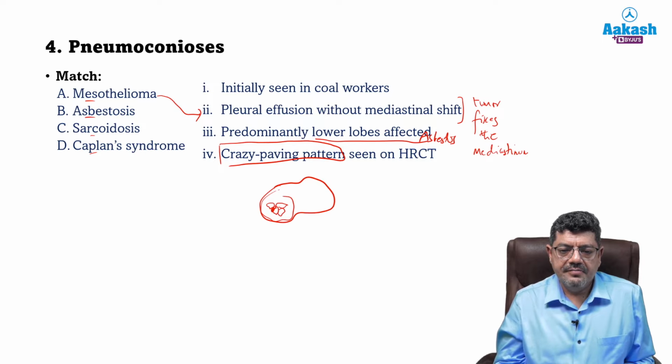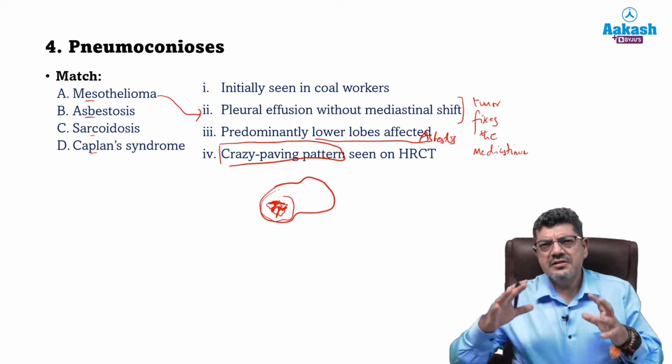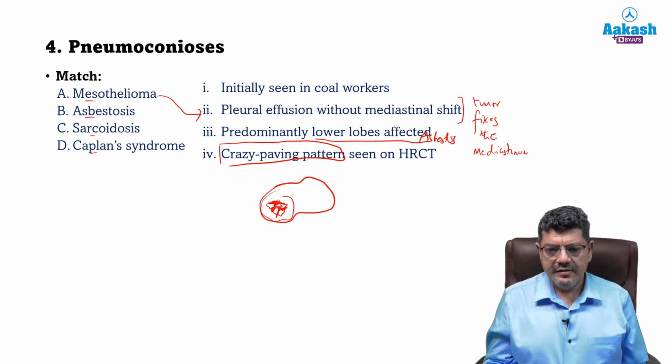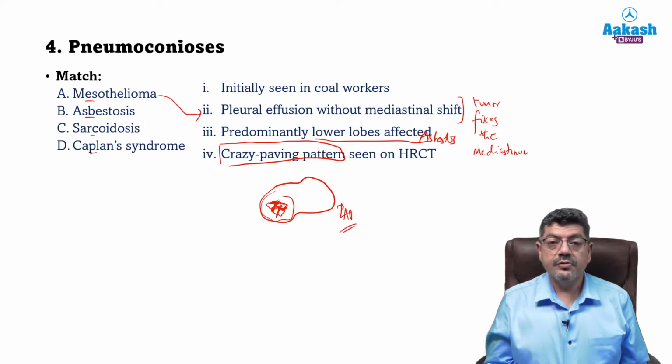So thickened septae in between, like stones that pave a driveway, right, or a garden path. This is the crazy paving pattern, which can be seen in sarcoidosis and a lot of other diseases as well. It's very typical, for example, for pulmonary alveolar proteinosis.